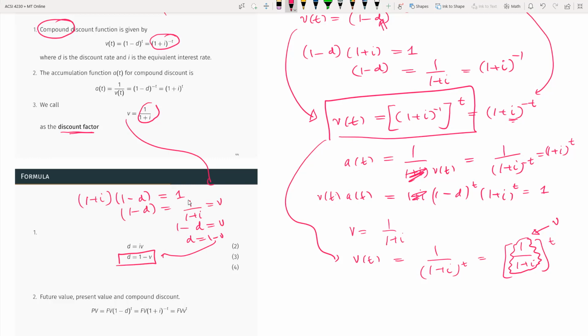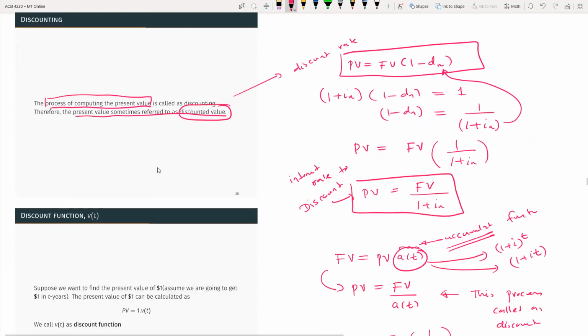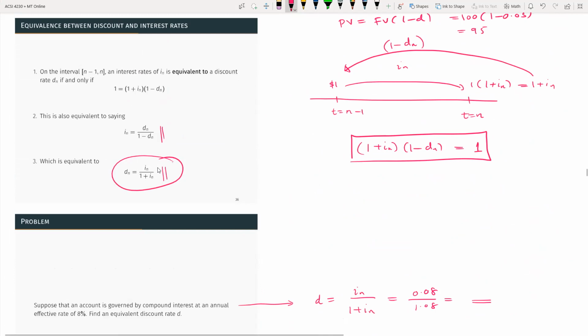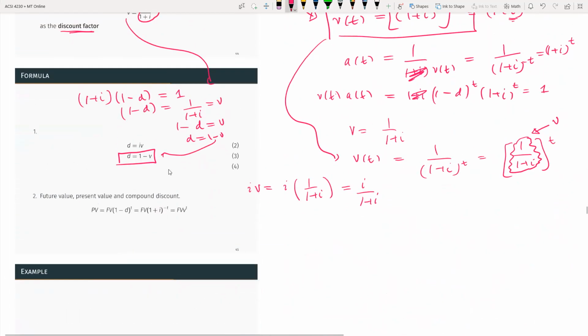Next, I can multiply i times v and see what I get. i times v is i times 1 over 1 plus i, so that's i over 1 plus i. Earlier we proved that this is d. So i over 1 plus i is d, and you can use that formula back here. That's how you get the first. Also, you can write these formulas by replacing 1 minus d to the power of negative 1 by 1 plus i.